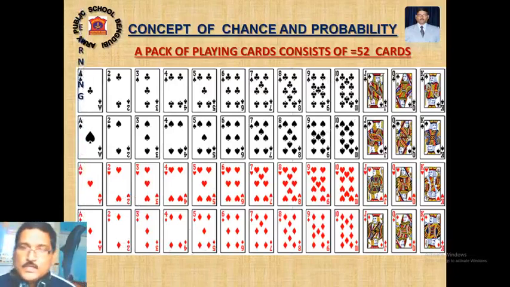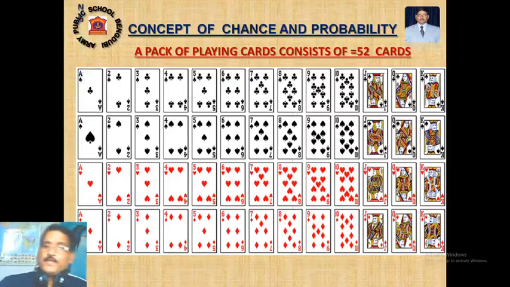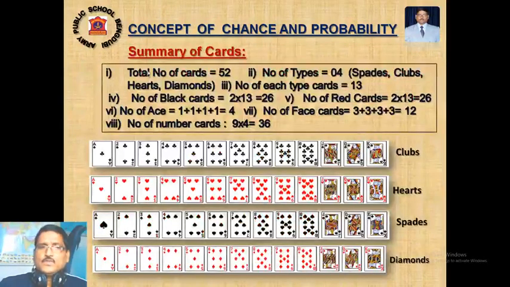So if you remember this combination in your mind, any type of question they may ask, you can answer it. So I have given the summary of all cards. 52 cards, number of types 4: spades, clubs, hearts, diamonds. Each type will be 13. Number of black cards will be 13 into 2, 26. Number of red cards 13 into 2, 26.